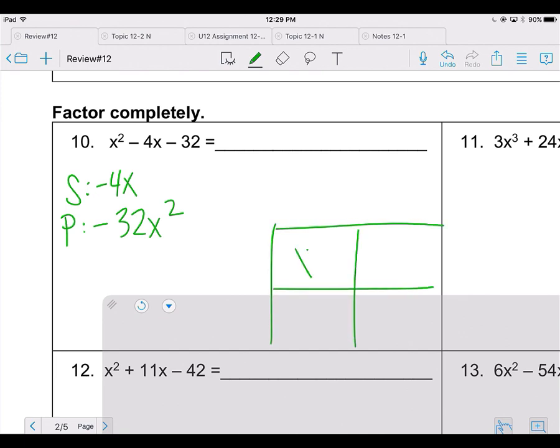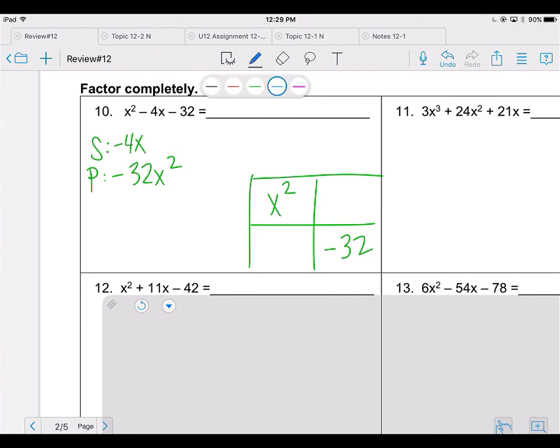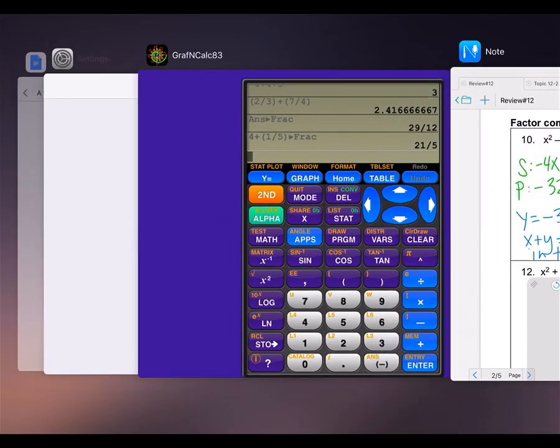Remember, in our box, we put in the first term and the last term, and the diagonal is what we use to combine to get -4x. In our table, in y equals, we're going to put -32 divided by x and look for x plus y equals -4 in the table. So this is where the calculator comes in handy.